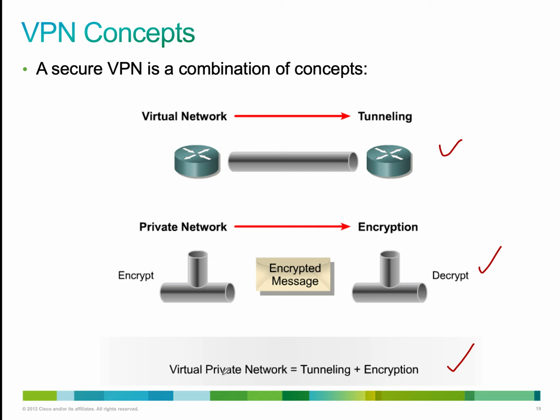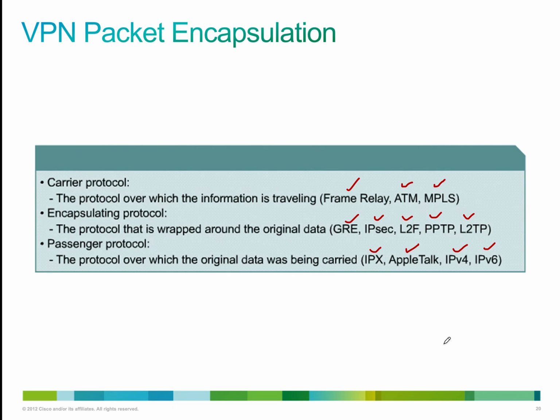So a virtual private network is equal to tunneling plus encryption, because virtual network is tunneling. When you say virtual network, it means to create a tunnel. When you say a private network, it is to create what? Encryption. It is to encrypt the data. So when you put it together, a virtual private network is equal to the tunnel plus encrypted message or encrypted data. Is that okay? So let's move on.